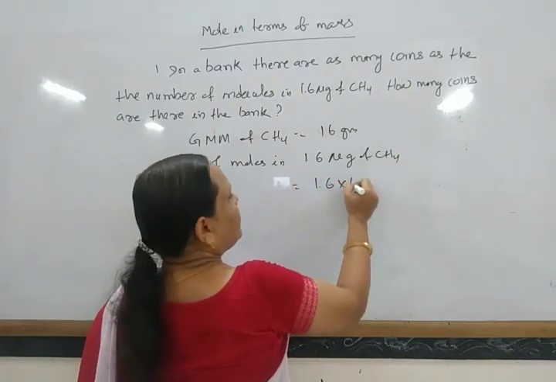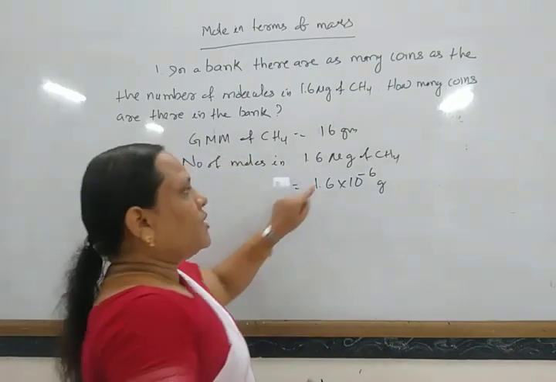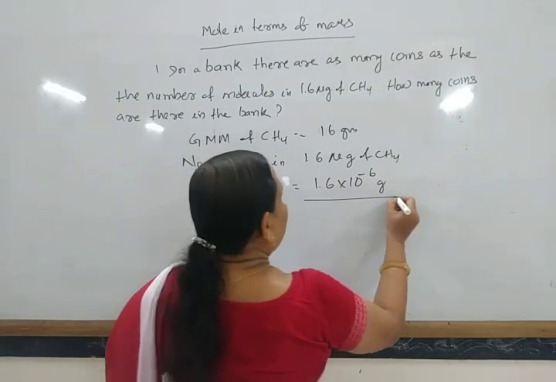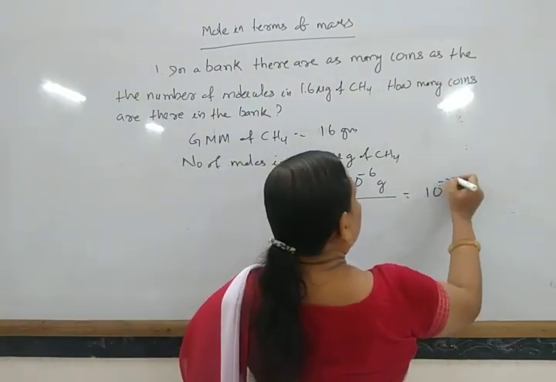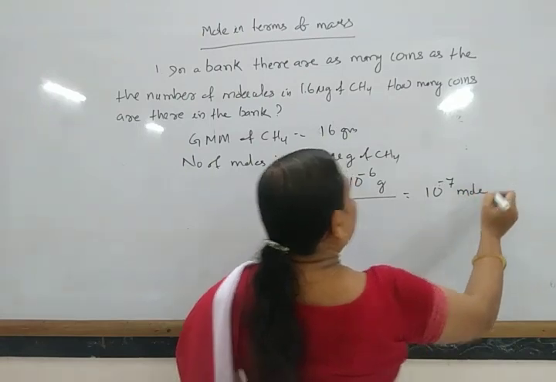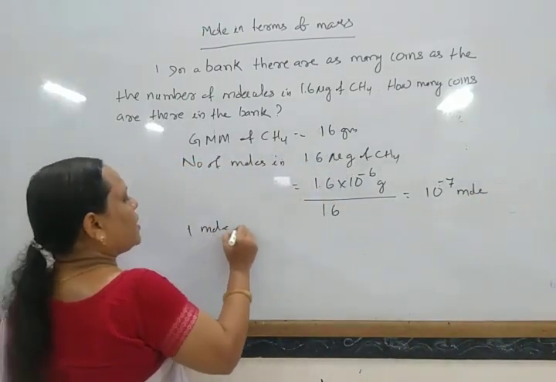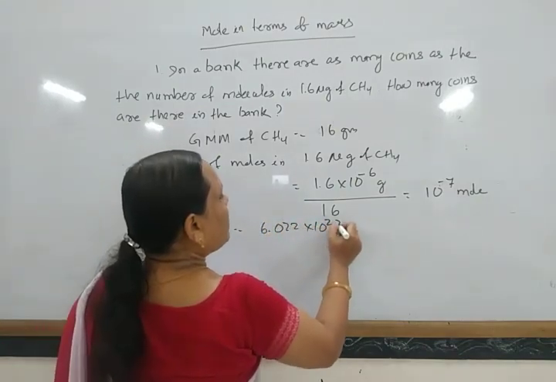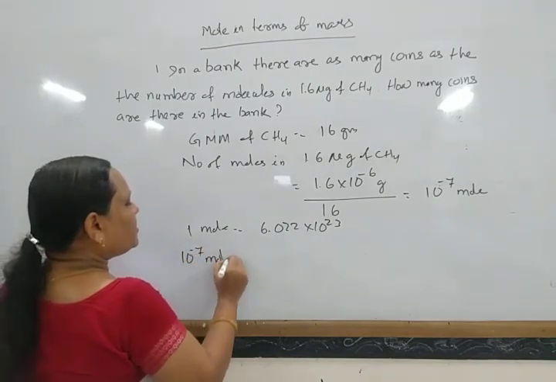This is equal to 1.6 × 10^-6 gram. So 1 micro equals 10^-6 gram, divided by 16. That is equal to 10^-7 mole. Then 1 mole equals 6.022 × 10^23, so for 10^-7 mole.